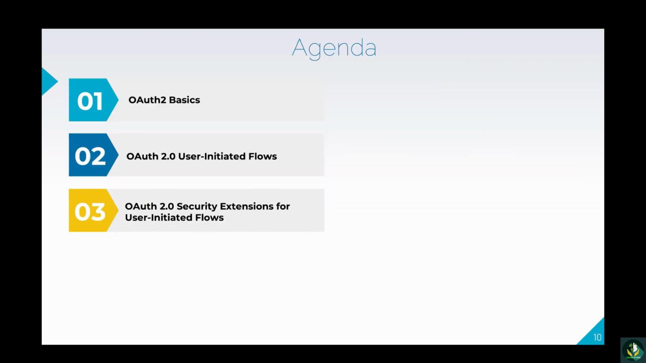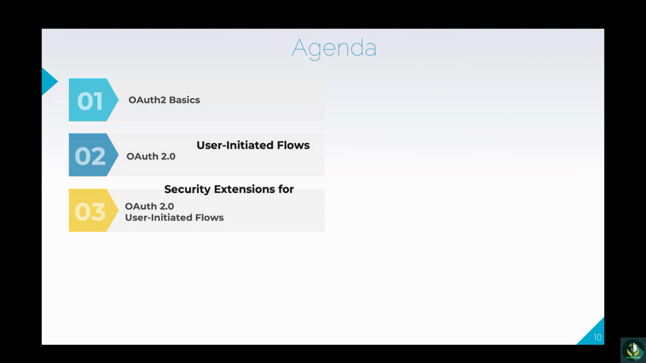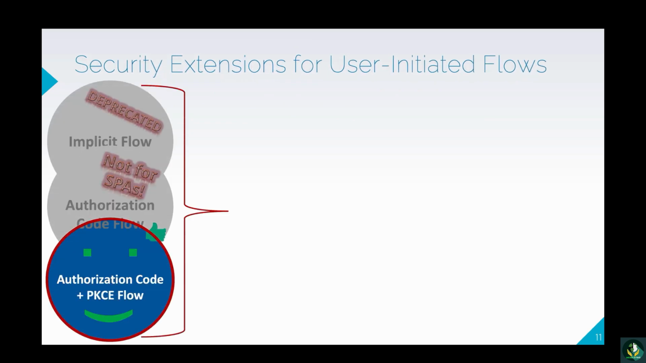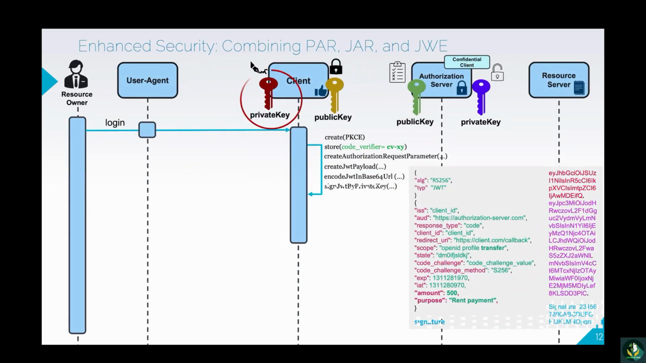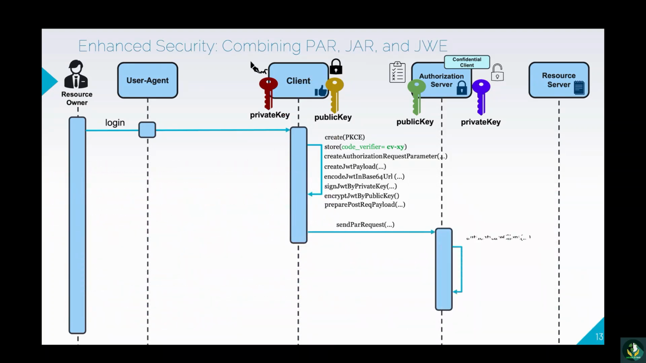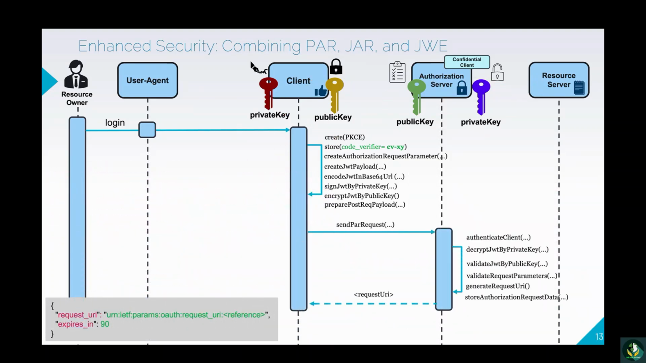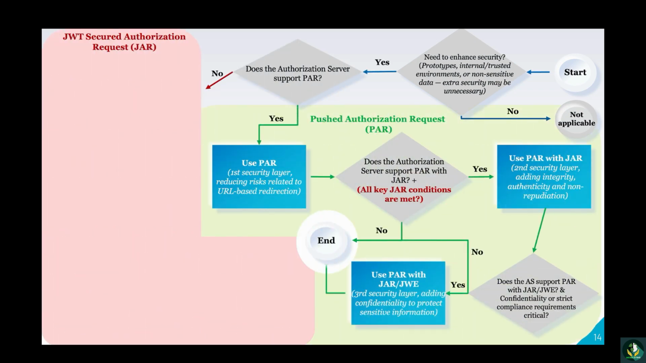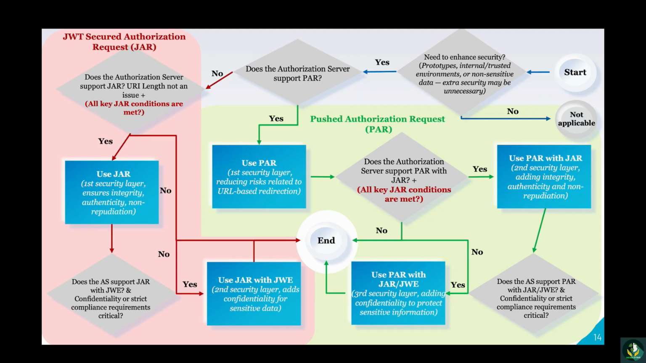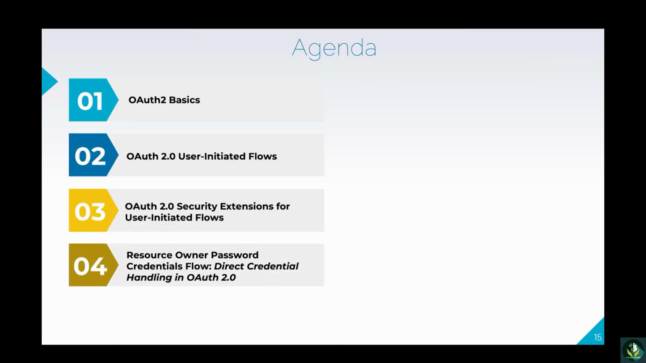Chapter 3, OAuth 2 Security Extensions for User-Initiated Flows. Security is an ever-evolving pursuit. While many OAuth 2 flows are inherently secure, certain high security requirements call for additional layers. In this chapter, we will examine several OAuth 2 extensions that address specific challenges and elevate security to the next level. We will explore each mechanism step by step, focusing on the configurations and the checks required to implement them effectively. As always, we will conclude with the practical use cases and a decision tree to help you apply these techniques in real-world projects.